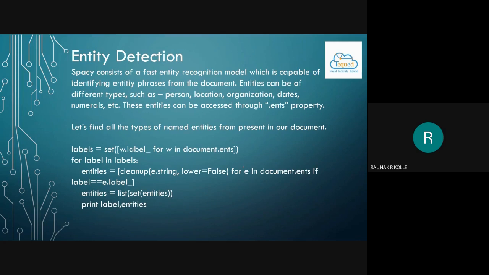We set the labels to the word labels in the document.ents, that is, in the entities of the document. For label in labels, that is, we are running a for loop for all the labels. We clean up the entity, and if it's present, we give the label as entity label, and then we list out the entities and print the labels and entities.